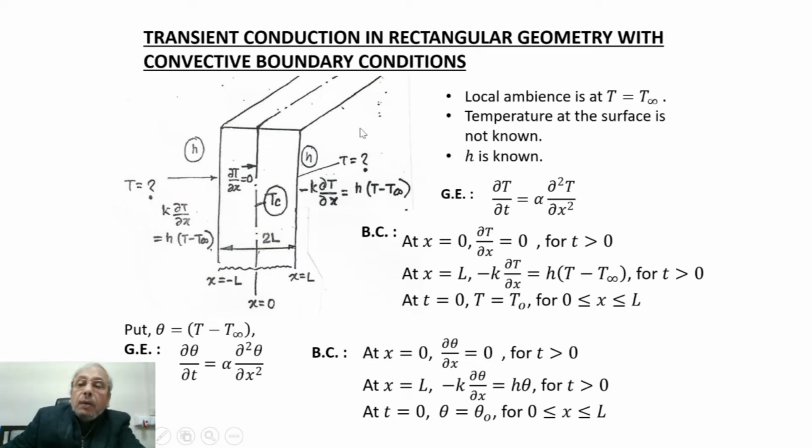Now, the local ambience is at a temperature T infinity, and the temperature at the surface of this slab is not known, but the film heat transfer coefficient h is known. And the initial temperature of the slab is higher than the ambient temperature, rather, I would say much higher than the ambient temperature. It is being cooled.